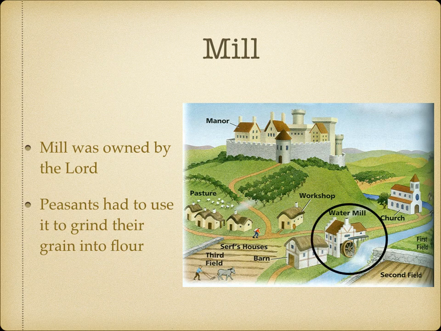The manor would also usually be located near a river, as you can see here, and there would sometimes be a mill built on the river. This was owned by the lord, and the peasants would have to pay to use it. Whatever price he wanted to charge, he could charge because they were forced to use his mill. They couldn't go to another one, and they used it to grind the grains they harvested from their fields into flour.